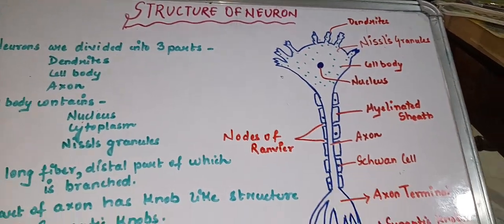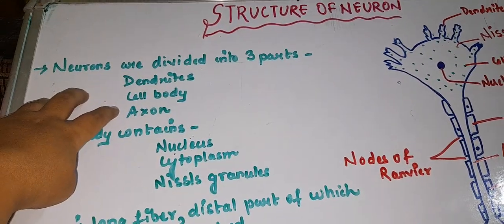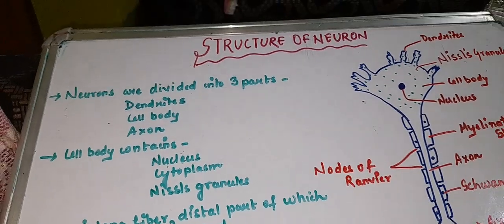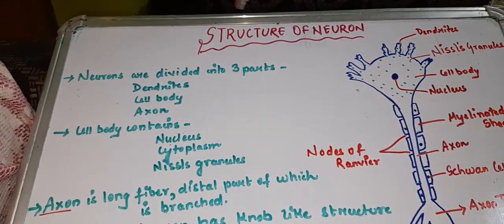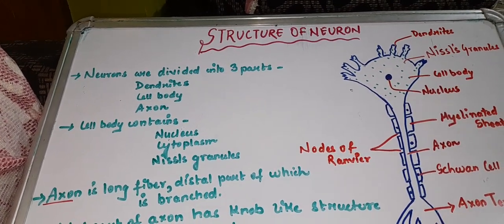A neuron is divided into three parts. First is the dendrite, second is the cell body, and third is the axon part. These are the main distinct parts which we can visualize when we look at a neuron. These three parts are generally easily observable.